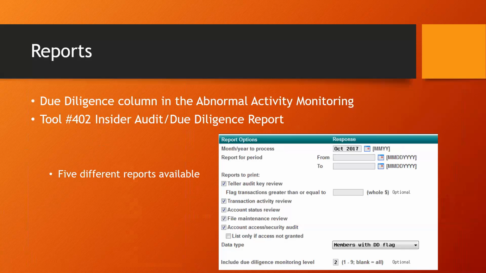Account status review. Is the account past due at the current time? Has there been any file maintenance performed on the account? Obviously, that's more important for employees than it is for enhanced due diligence flags. And then file maintenance review. The account access security audit, I would uncheck unless it's for employee review only.